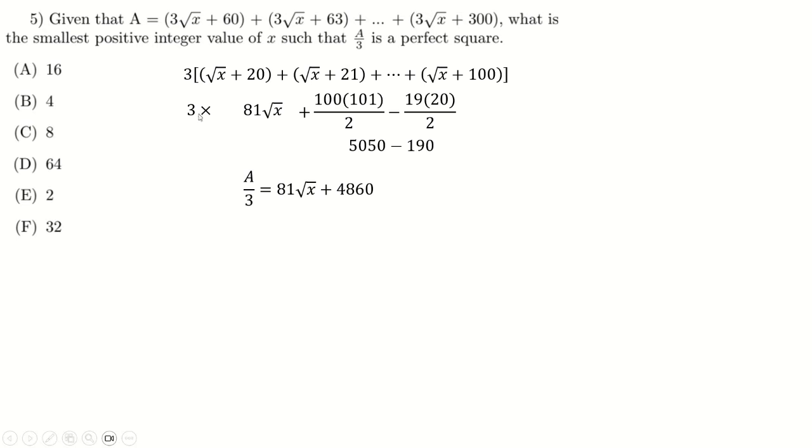Now, that means that a over 3 is this thing here. So if we just divide both sides by 3, that gets rid of this times by 3. So we end up with a over 3 is just this thing here if this was a, right? So we end up with this. This here is just that. Now, a over 3 has to be a perfect square.